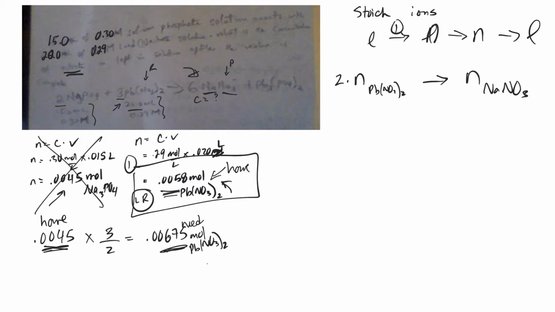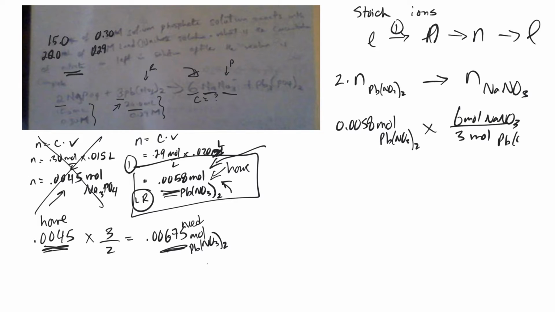Okay, so to do that, I take this number here, 0.0058 moles of lead(II) nitrate, times what I want, which is 6 moles of sodium nitrate for every 3 moles of lead(II) nitrate. Okay, so let's see what that comes out to. 0.0058 times 6 divided by 3 equals. So the moles of sodium nitrate that I have are 0.0116 moles.